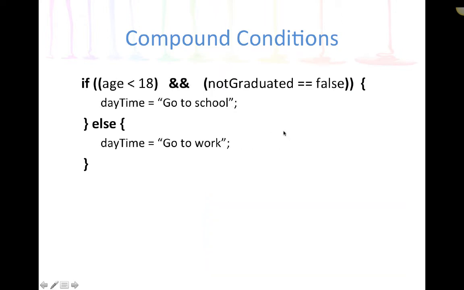So if I look back at my other example here, if age was set to be 19 and notGraduated was set to be false, this first part of this compound statement will become false, and in order for it to be evaluated to true, both of these have to be true. So this whole long statement will evaluate to false and exit out and do what's inside of the else.